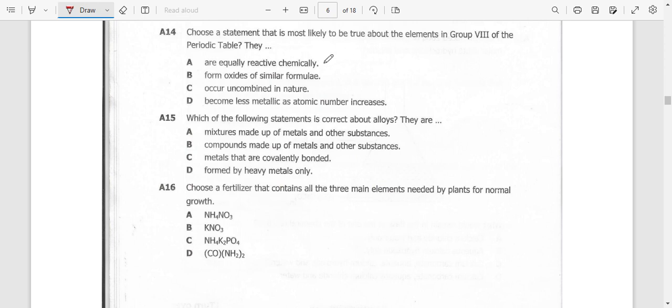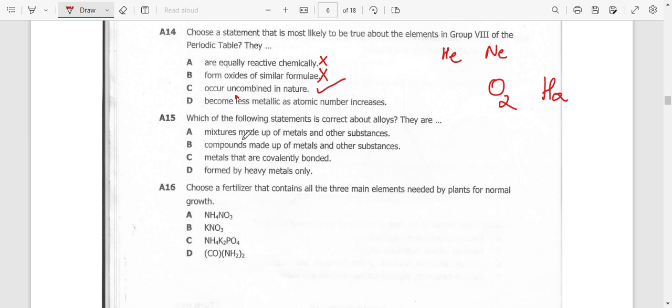Are group 8 elements reactive? That's why we call them noble gases or inert. Inert means not reactive. They form oxides of similar formula. These don't form oxides. Like they don't react. How can they form oxides? They occur uncombined in nature. This is true. They occur uncombined. For example, helium, neon. It's not like oxygen which occurs combined, hydrogen which occurs combined. No, they're not like that.